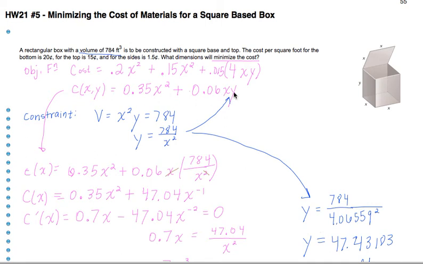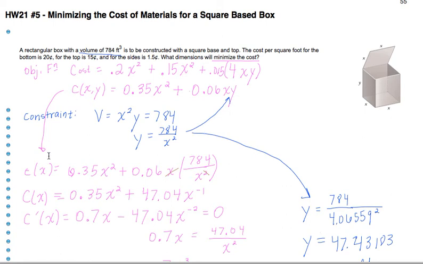So that's a cost function which has both x's and y's, right? So we can't differentiate it, so now we have to use the constraint. The constraint in this case is that the volume is 784. Volume of a box is length times width times height, so x squared y equals 784. I solved that for y to get 784 over x squared, and plugged that in for y.